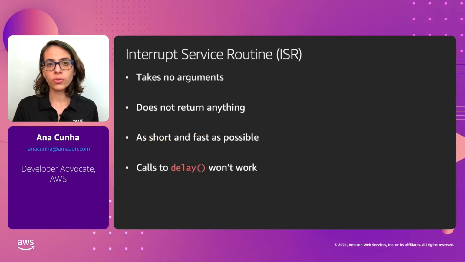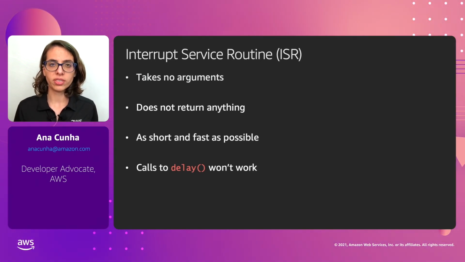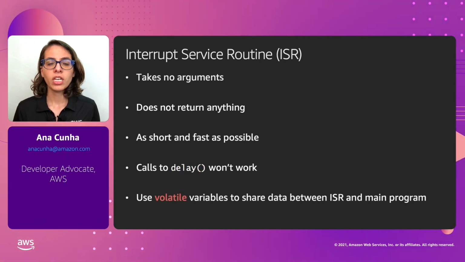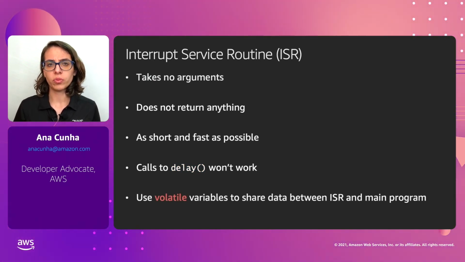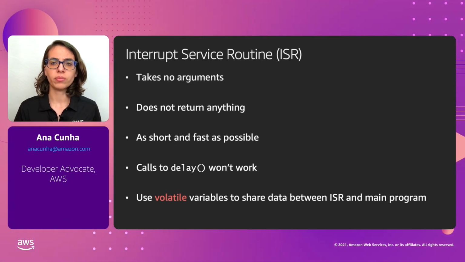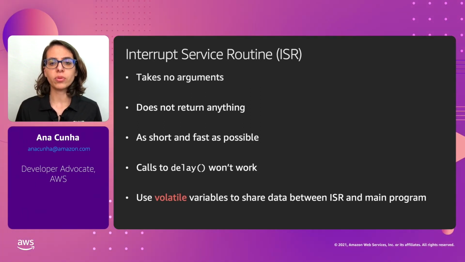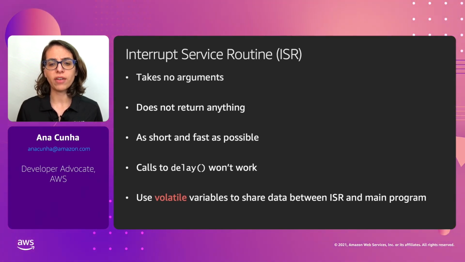And we also cannot call the delay function that we used in the last module that stops our code for a specific amount of milliseconds. That delay function cannot be called inside of an interrupt. And we typically use global variables to pass data between an ISR and the rest of the program. To make sure that these variables are updated correctly, we should declare them as volatile. This will tell the compiler that such variables might change at any time, so the compiler will always reload them whenever they are being referenced.